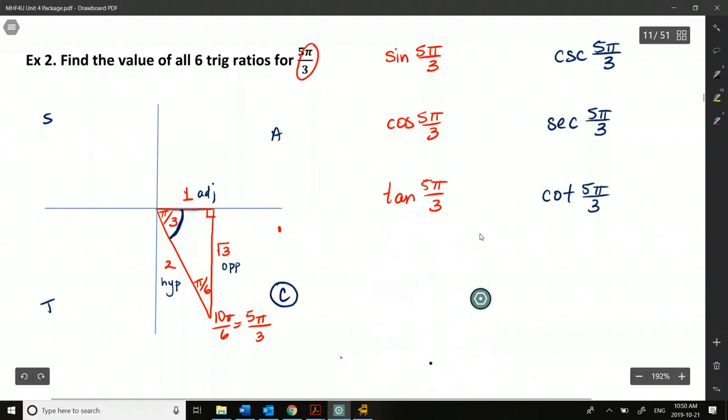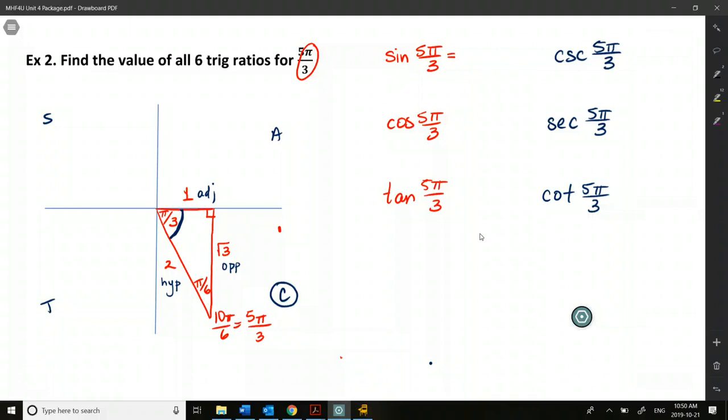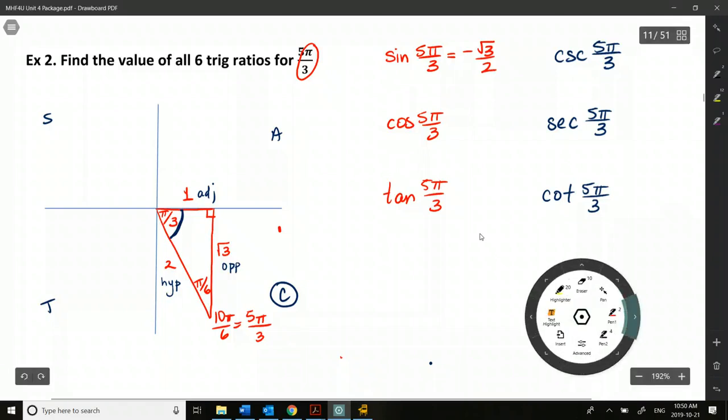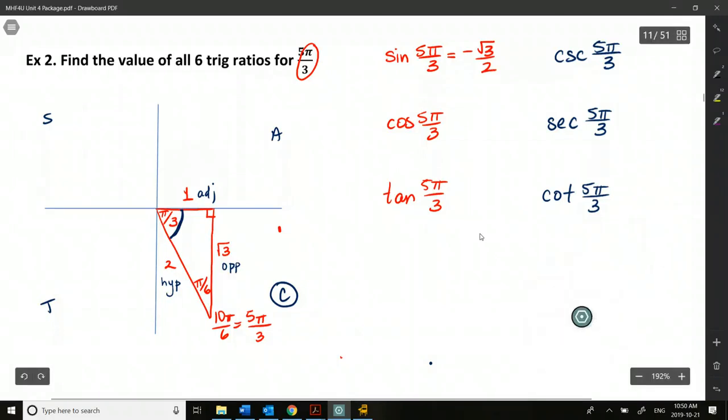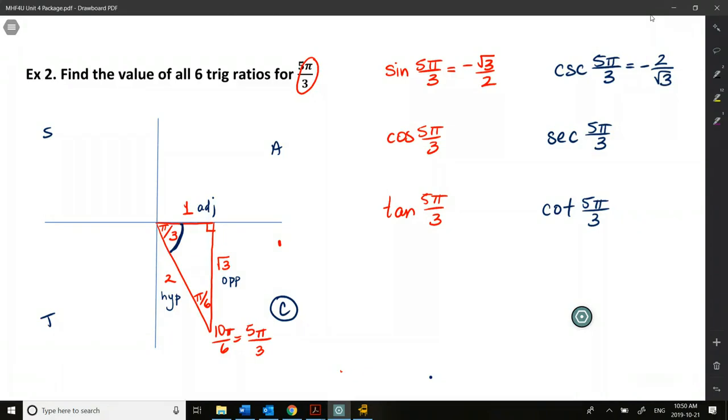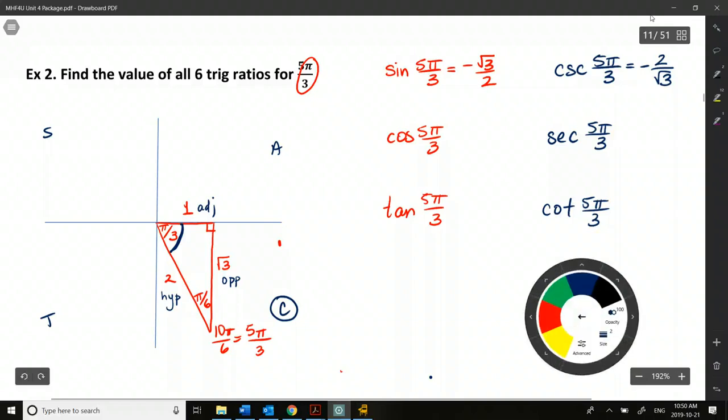And then we'll just go from here. We're going to use the CAST rule and we'll use SOHCAHTOA. So sine in the cosine quadrant should be negative, and it's opposite over hypotenuse. So we should get negative root 3 over 2 for this one. Okay, now that I have sine, I should be able to get cosecant relatively easily because it's just the reciprocal. So I'll do negative 2 over root 3. Or if you want to rationalize your denominator, you'll get negative 2 root 3 over 3. But either of those are fine.